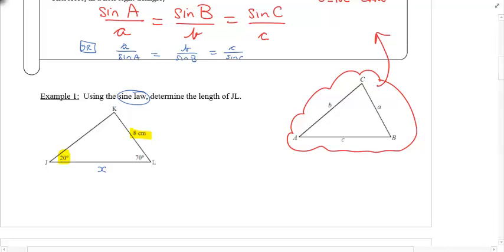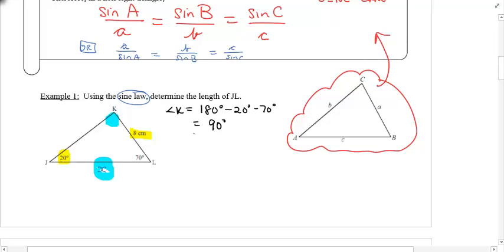I'm looking for this missing side here, X, so I need its corresponding angle, which is this one up here in K. Uh-oh, it's not there, but I know you know that angles in a triangle add up to 180, so angle K is just equal to 180 take away 20 take away 70. 180 minus 20, 160 minus 70, that's 90 degrees.